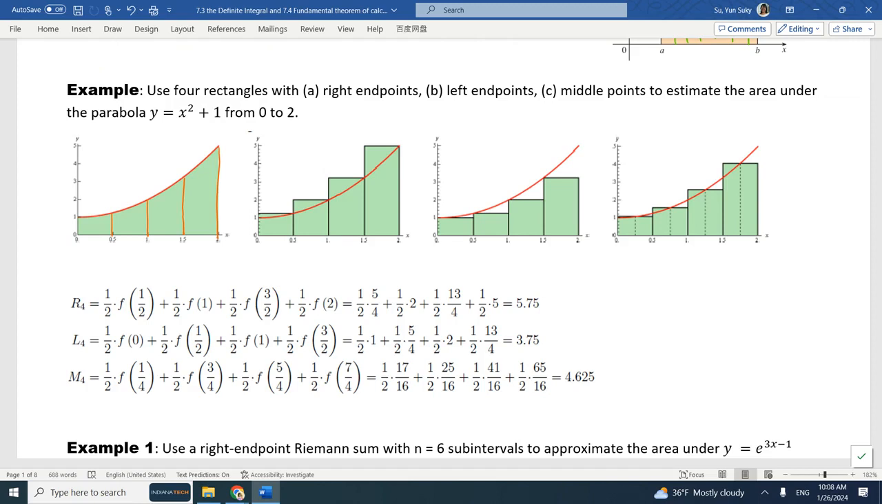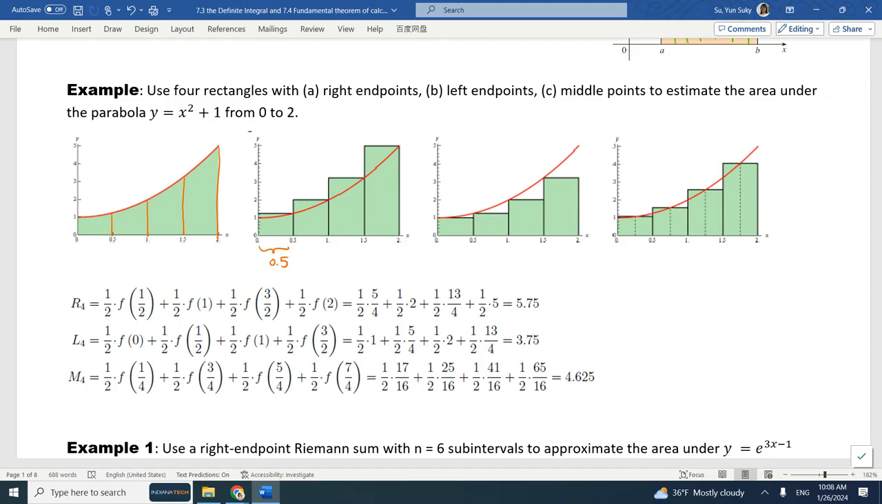0.5. Yes. So our width is 0.5. And our height. Look at the first rectangle. The height is f of 0.5, right? So that's why we have 1/2 is 0.5 times f of 0.5.